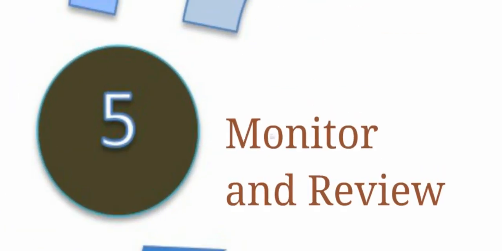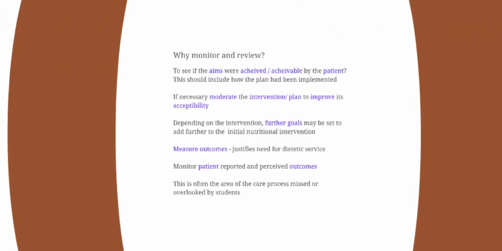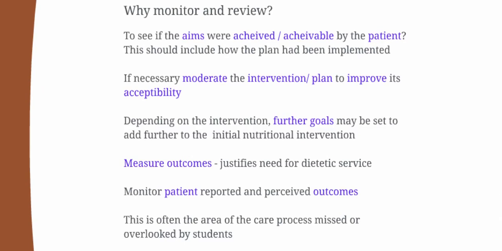After you've put into place a plan, it's important to consider monitoring and review. How do you know that plan has worked? This is to look if the aims have been achieved or partly achieved by the patient. And if they've not been, is that because they're not acceptable to the patient or the person you're working with? And you may need to then change or moderate the plan accordingly.